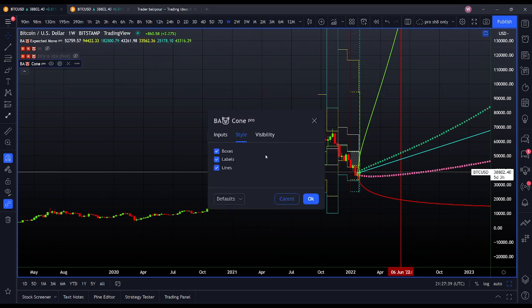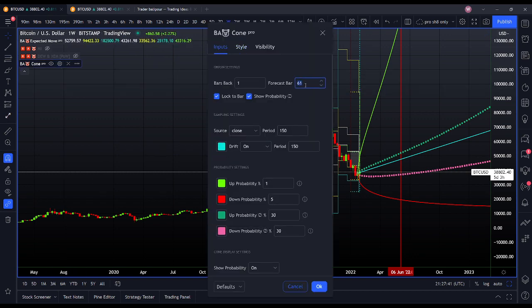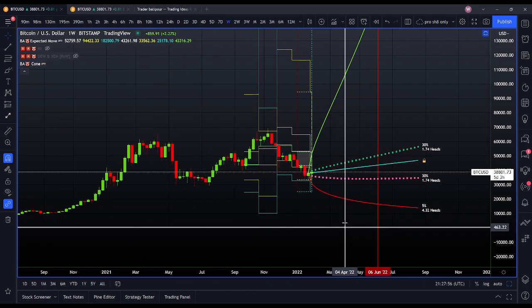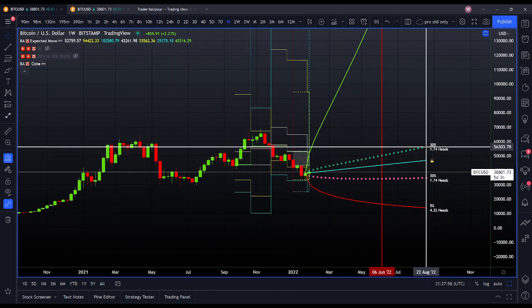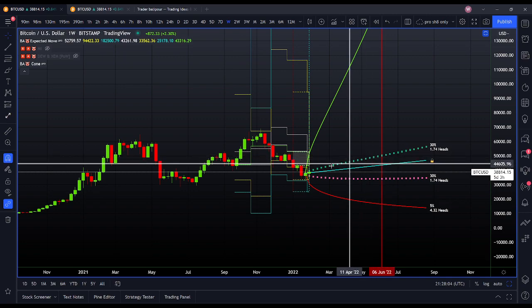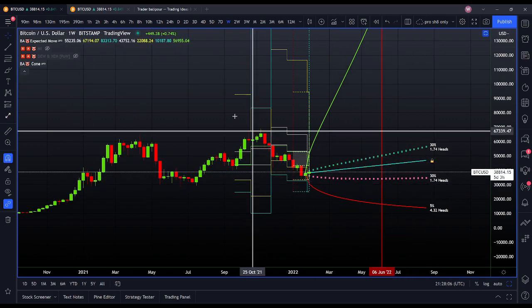Let me get this Cone Pro just set up for what we're trying to do. And then on the weekly, let's put this back a little bit more. Let's put this back to 250. And then saying, okay, there's a 30% probability that by June Bitcoin will be at 50,000. So reel in your expectations there, because the math is saying otherwise.